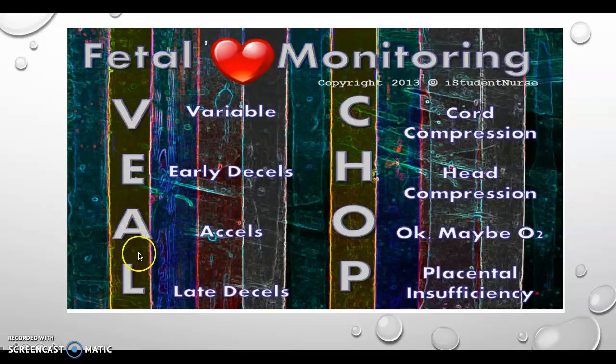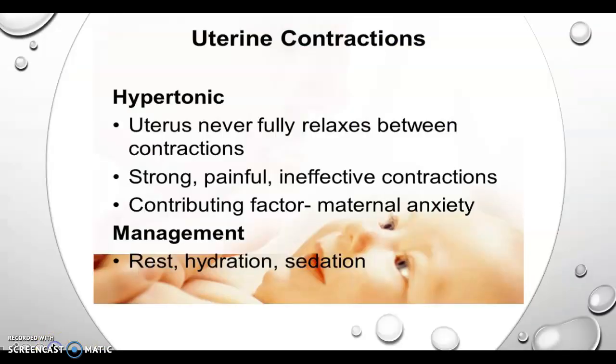And then this VEAL CHOP is something you should remember. This is from the video that you watched in lab, if you recall. So the V is a variable decel, meaning cord compression. E, early decels, head compression. It's a good thing. Acceleration is okay. If they happen a lot, maybe you want to give some O2, but remember these are reassuring. Late decels, non-reassuring. Placental or utero-placental insufficiency, not a good sign.